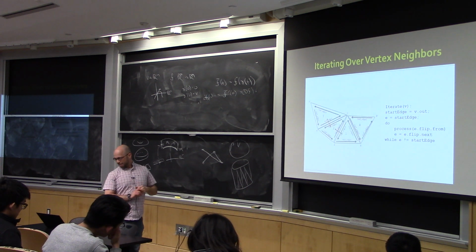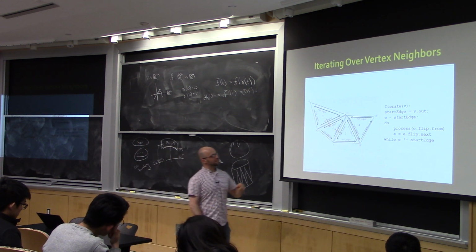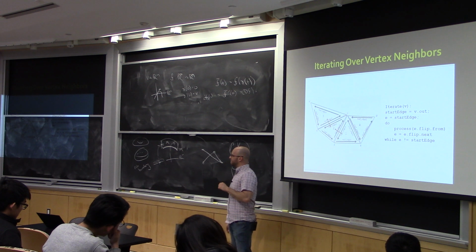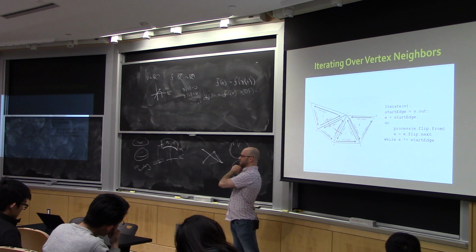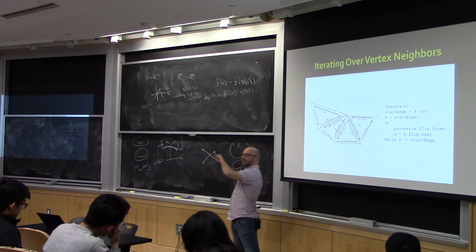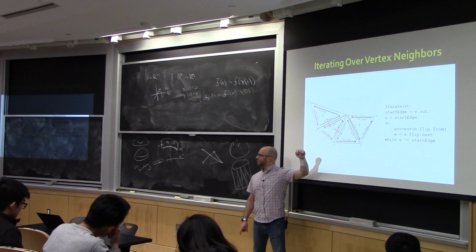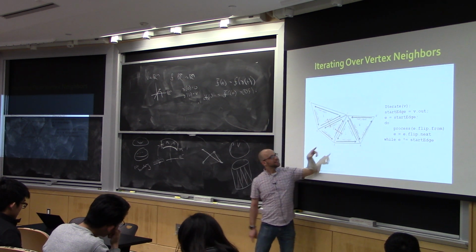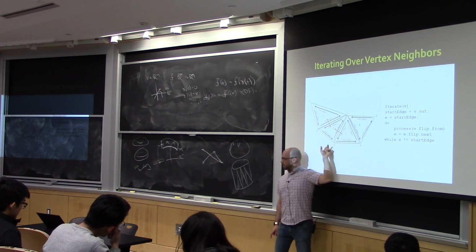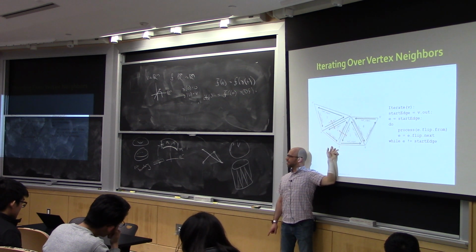Okay. So let's say I wanted to iterate over the neighbors of a vertex. This is kind of a fun exercise. So I'm given a pointer to a vertex, and I want to make a loop that iterates over all the vertices that are adjacent to that guy. How could I do it? Well, let's say I wanted to just get one vertex adjacent to this one. How could I get it?